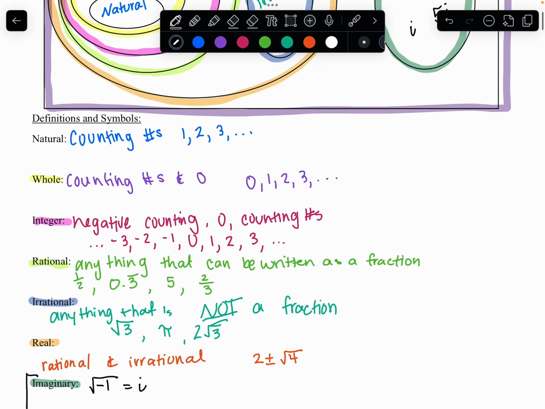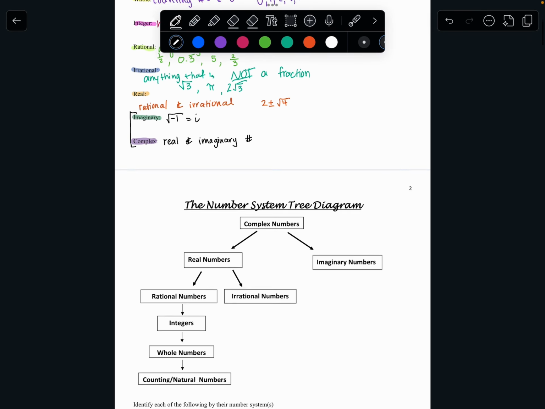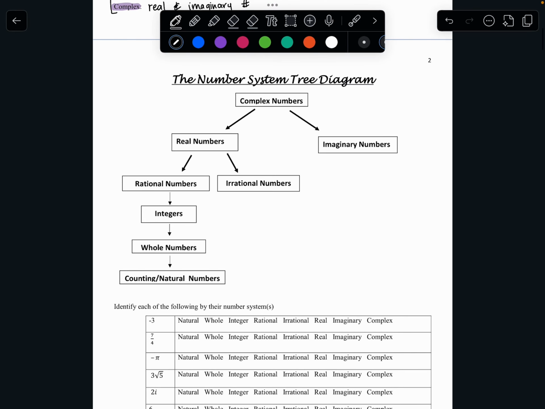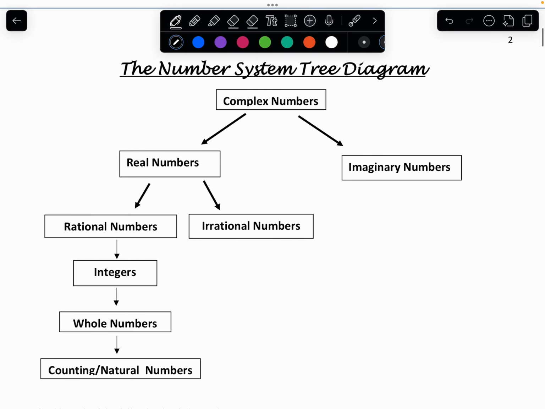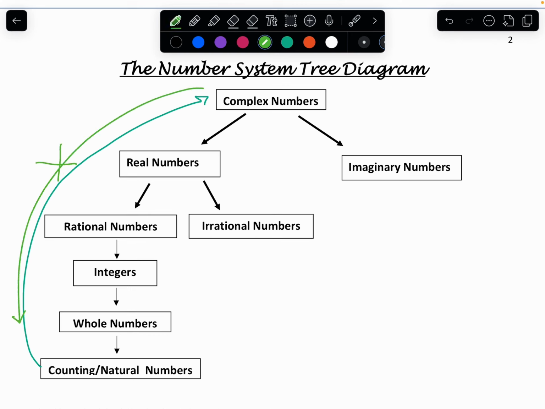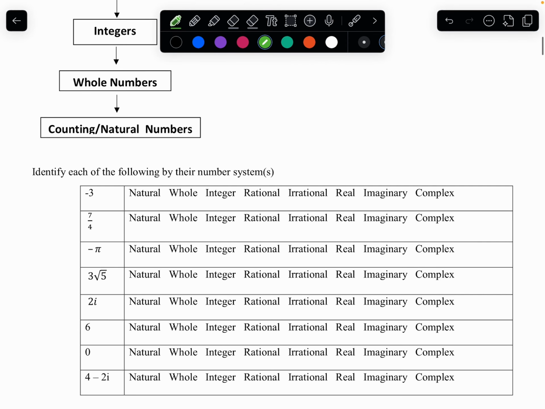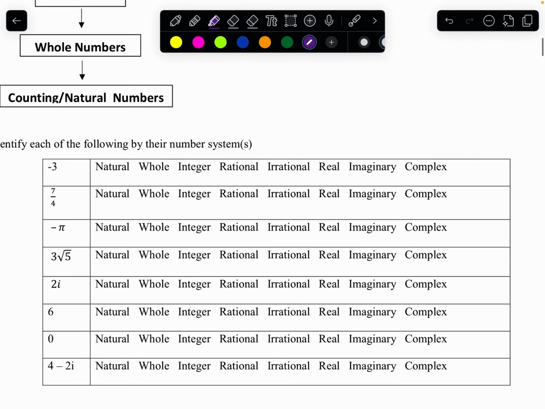Okay. So what we're going to do on the next page is identify where our numbers land. If you've ever heard that a square is a rectangle, or all squares are rectangles, but not all rectangles are squares, this is kind of like the number system. All counting numbers are complex, but not all complex numbers are counting numbers, okay? I would suggest grabbing a highlighter to make it a little bit faster.